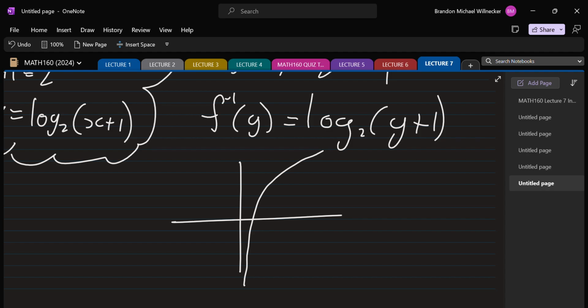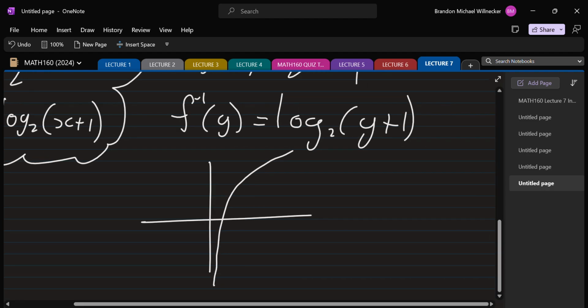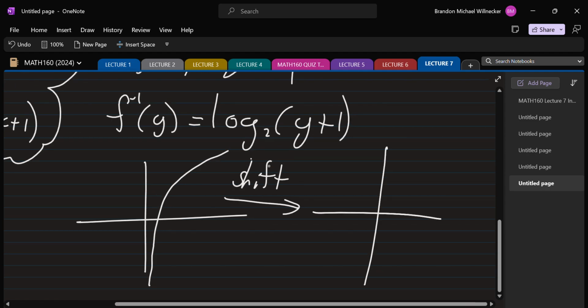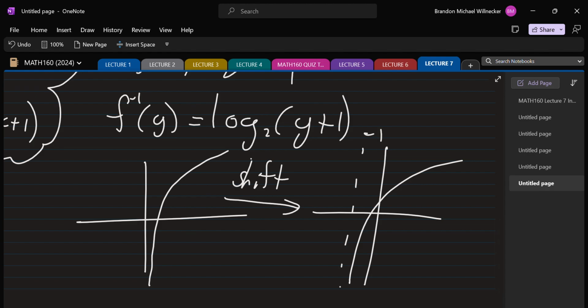But that's just a log. This is log plus 1, so it shifted to the left. So we shift it, and it looks something like that. The asymptote was at 0, and we shifted it to the left by 1, so the asymptote is now at minus 1. What's the range? Sorry, we did the range. What's the domain for this? Negative 1 to infinity. The range was all the real numbers, and the domain is negative 1 to infinity.